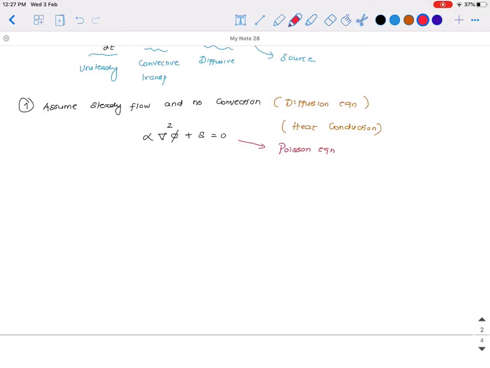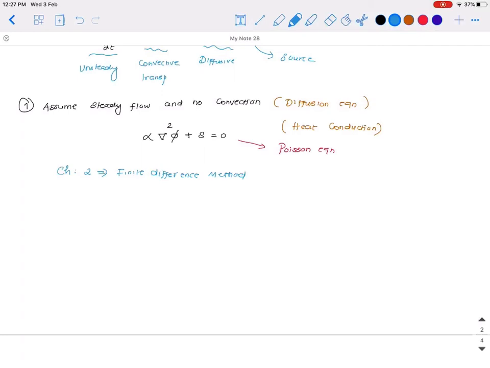So what we are going to do in chapter 2 is discuss the finite difference method to solve this diffusion equation. We will start with the finite difference method because it is the most intuitive and the most simple method.